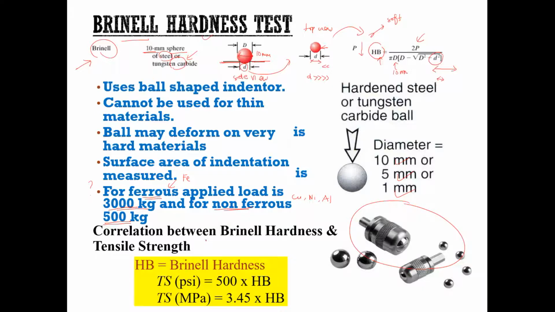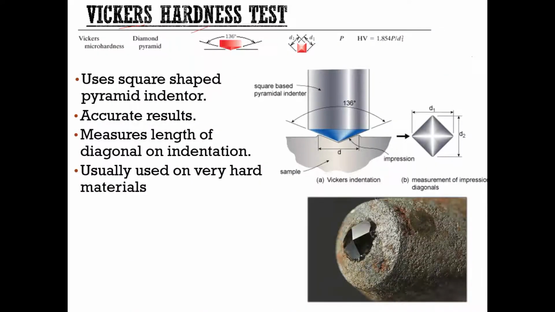Another thing is you may correlate the Brinell hardness with the tensile strength. If you have this value of HB, you can multiply it by 500 to get the tensile strength of that particular material. The same goes if you want to use the megapascal unit. You just multiply the HB, the Brinell hardness result, by 3.45 and you get the tensile strength in megapascal. Okay, let us look at the Vickers hardness testing.